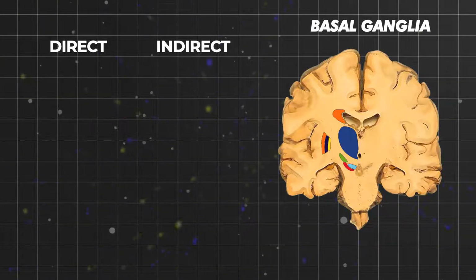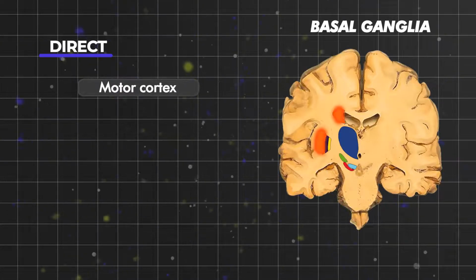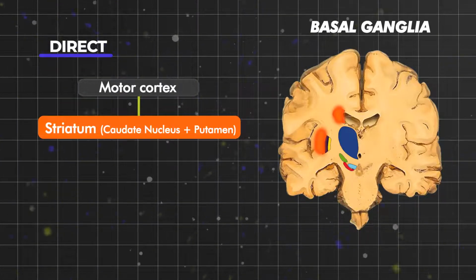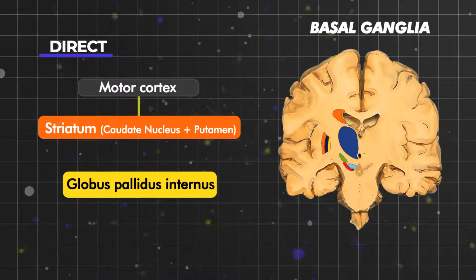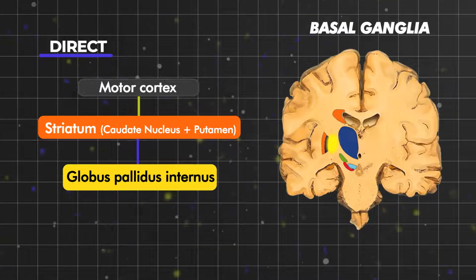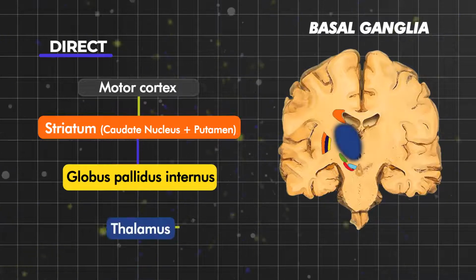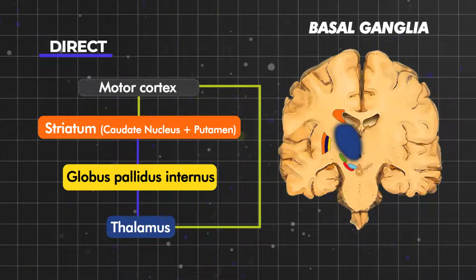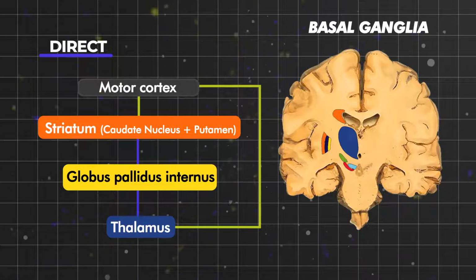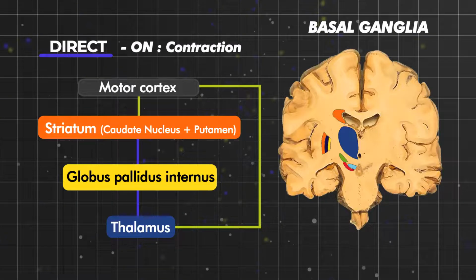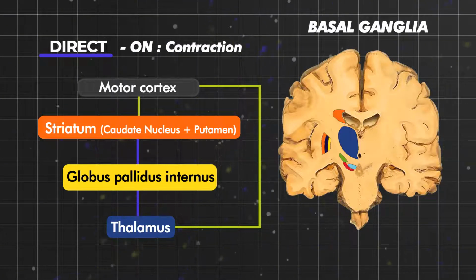In the direct pathway, we start with the motor cortex sending excitatory signals to the striatum, or the caudate nucleus plus the putamen. The striatum then sends inhibitory signals to the globus pallidus internus. The globus pallidus internus sends inhibitory signals to the thalamus, and the thalamus sends excitatory neurons back to the motor cortex. The net effect of this direct pathway is to turn on the motor cortex, which ultimately leads to the contraction of muscles through the spinothalamic tract.